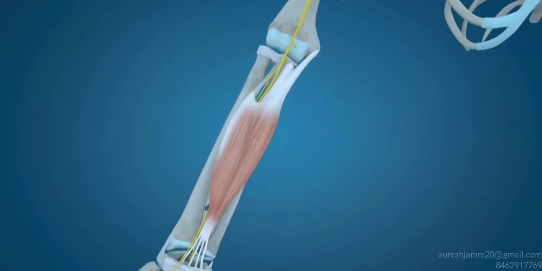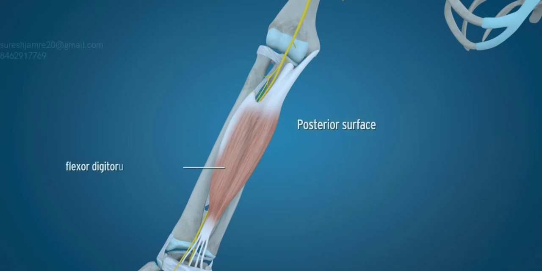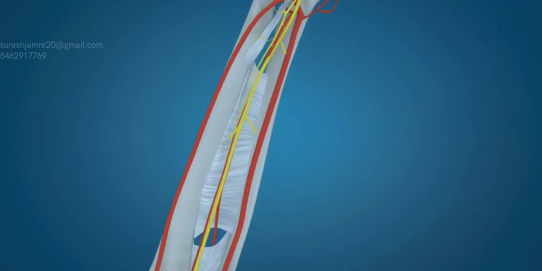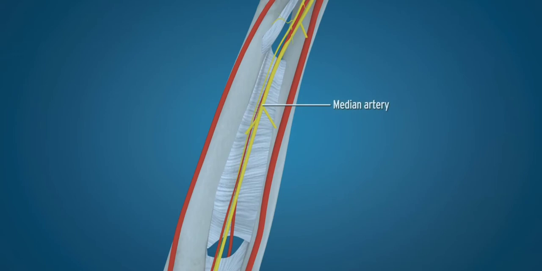It courses downwards by adhering to the posterior surface of flexor digitorum superficialis anterior to the flexor digitorum profundus. It is accompanied by the median artery, a small branch from anterior interosseous artery.